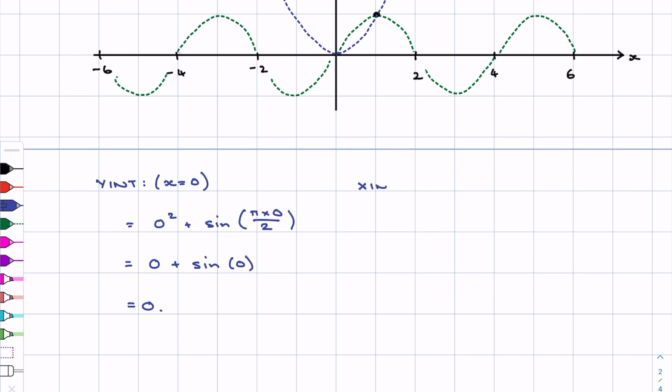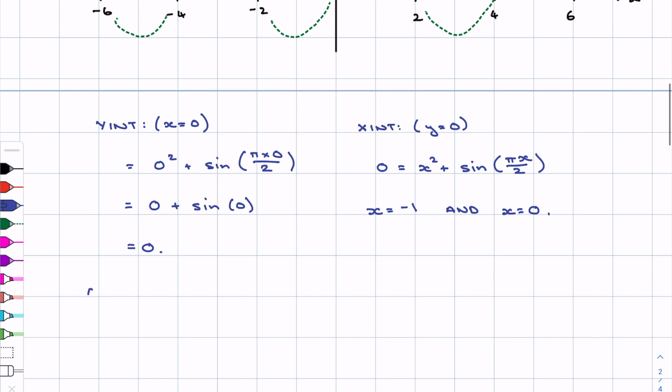I'm then going to consider my x-intercept here. This is when y equals 0, and I'm going to look at 0 equals x squared plus sine(πx on 2). Now there's a little bit of algebra that we may use to solve this. I'm going to skip ahead, and I'm going to say that the x-intercepts are going to occur when x equals -1 and when x equals 0. Okay, that's nice. I'm going to then consider my asymptotes.